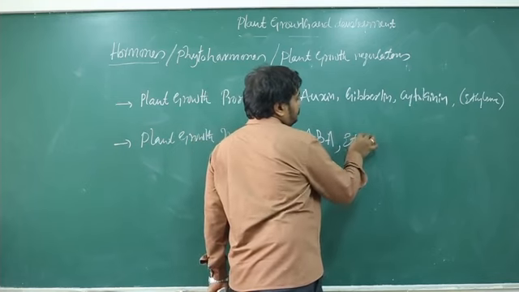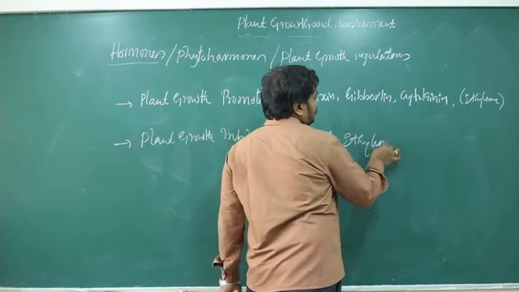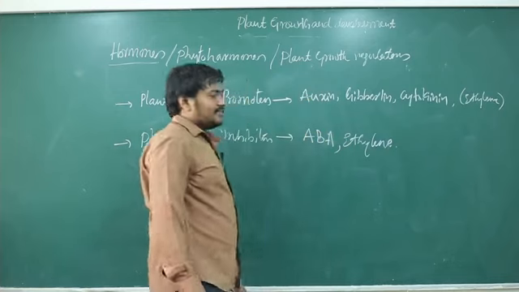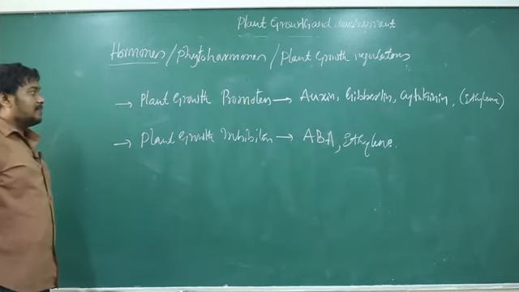Abscisic acid and ethylene are considered as plant growth inhibitors.